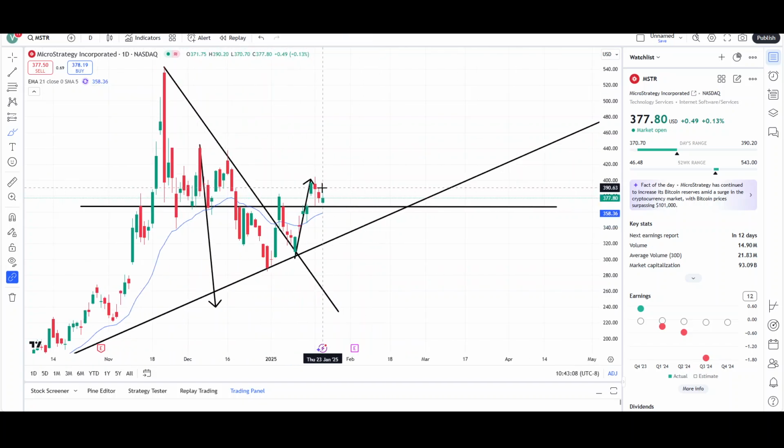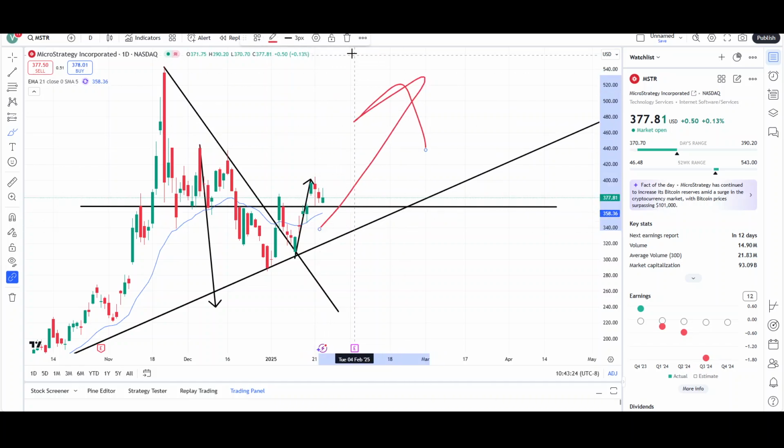Things can change. This might be a red candle for the day and maybe close right around the 367, 366 level. I wouldn't be afraid of that. This is still bullish territory. Even if we do lose this level, it's not a big deal. I think as long as we stay within this area right here, most likely that will lead to higher prices.